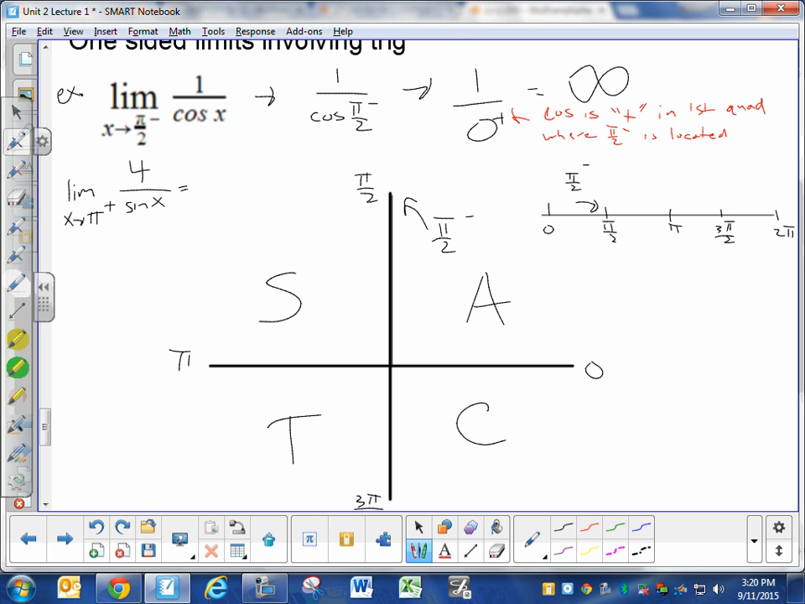Step 1 is number line. Step 2, using a unit circle. Step 3 is making sure you use the ASTC to figure out if you're talking about positive values getting closer to 0 or negative values getting closer to 0.